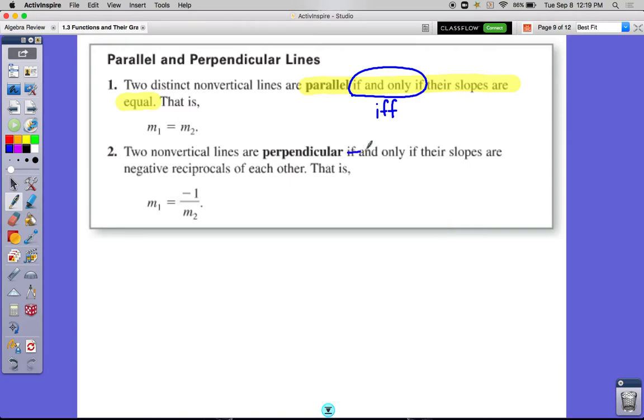For that matter, they are perpendicular IFF their slopes are negative reciprocals of each other. Well, that's not very clear. What does it mean to be a negative reciprocal? That means you're going to flip the fraction and you're going to change the sign. Negative reciprocals means flip the fraction, change the sign.